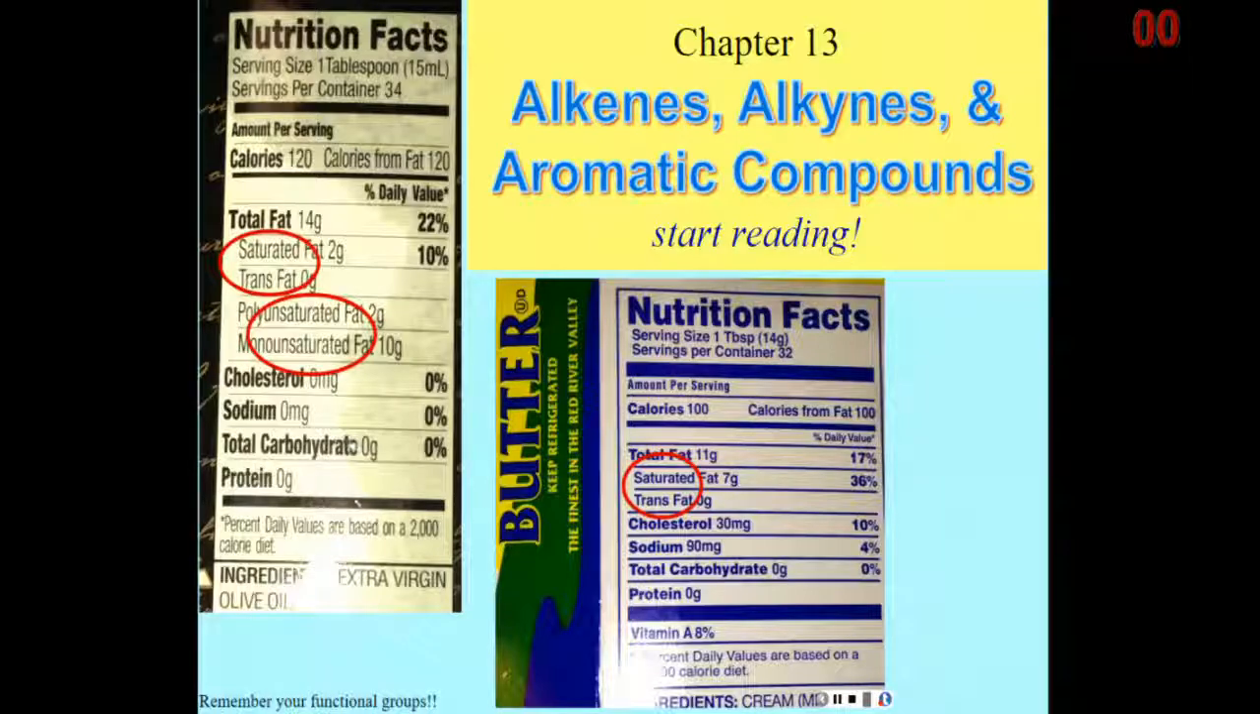And so here are product labels. One is from olive oil, and you can tell it has a certain amount of fat and saturated fat and trans fat and unsaturated, monounsaturated, polyunsaturated. We'll talk about fats much later in the course. And this other one is obviously butter, and it has saturated fat too. Well, surprise, butter has fat in it.